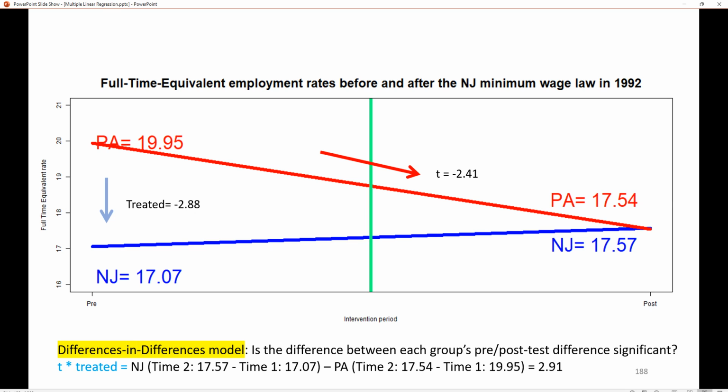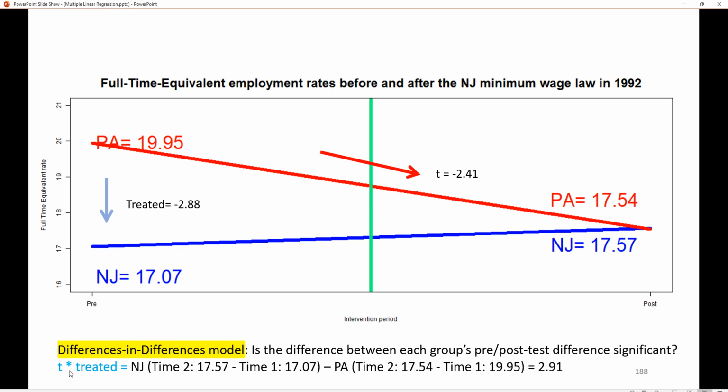And here's a graphic display of that. We have our full-time equivalent employment rates before and after the New Jersey minimum wage law in 1992. That green vertical line represents the period when the minimum wage law was introduced. We see that in our differences in differences model, it's the difference between each group's pre and post test difference. We'll want to know if that's significant.